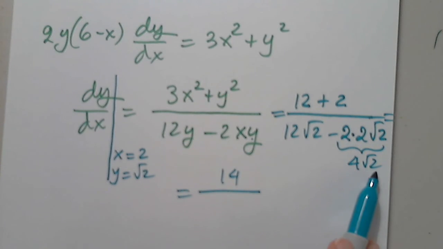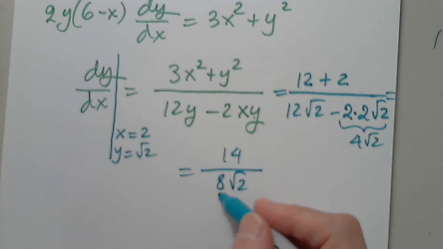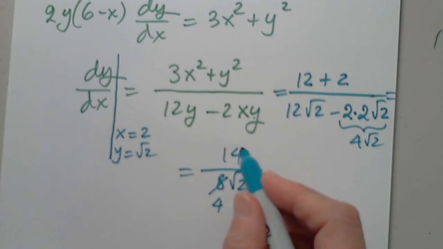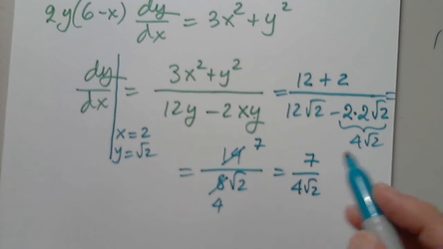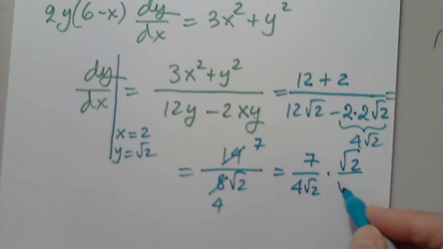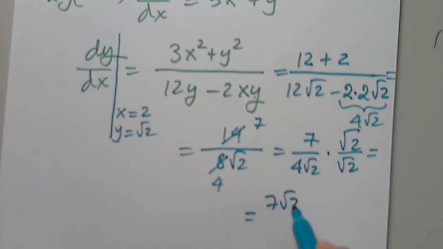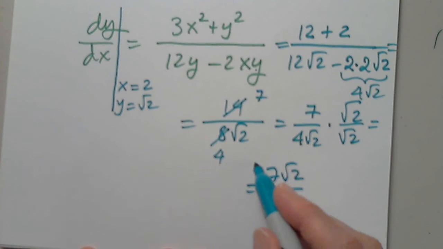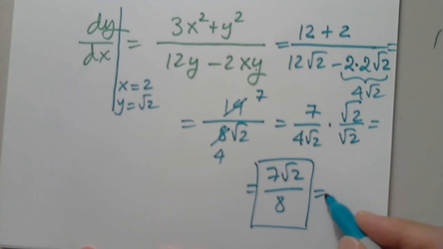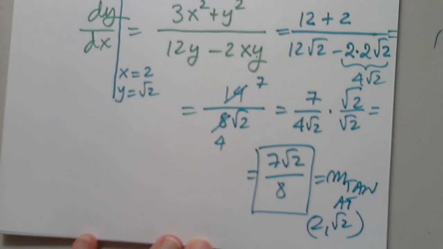12 apples minus 4 apples is 8 apples. I will simplify by 2. I have 7 over 4 the square root of 2, and I will also rationalize by the square root of 2. So the numerator is 7 the square root of 2, and the denominator is 4 times 2, which is 8. So this is the slope of the tangent at the point 2 comma the square root of 2.